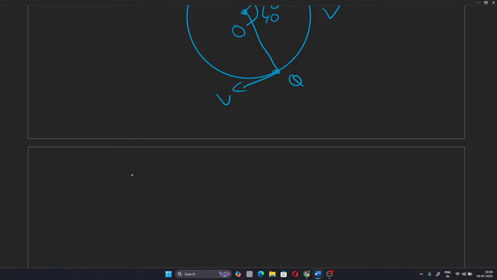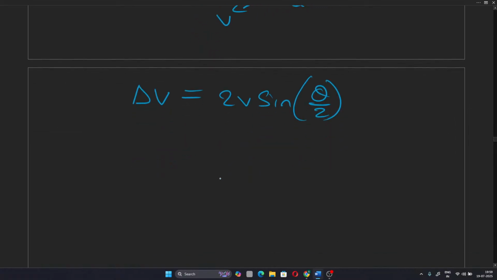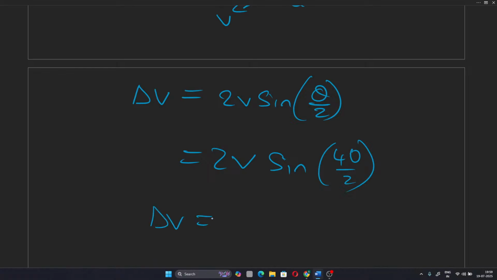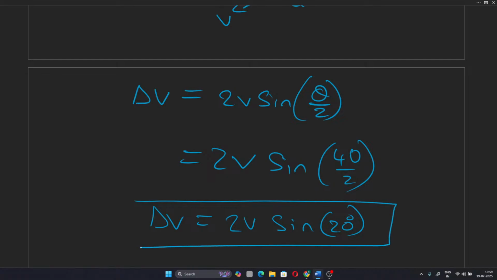For the change in velocity, there's actually a formula here. Change in velocity equals 2v sine theta by 2. So in this case, 2 times v sine 40 by 2 is the final change in velocity. There is no change in the magnitude of velocity, but only in direction. So the answer is 2v sine 20 degrees. This is the final answer.